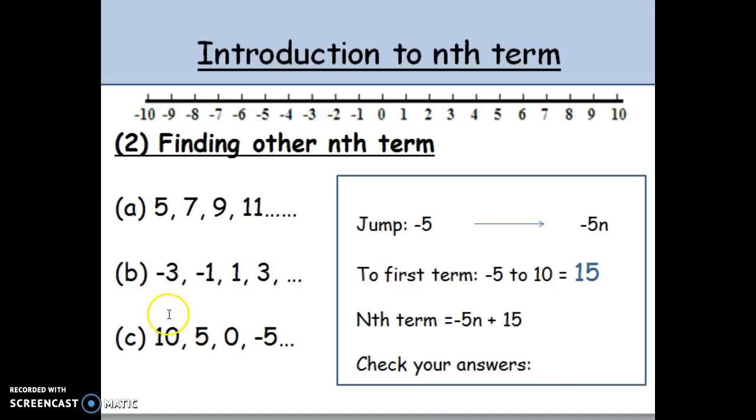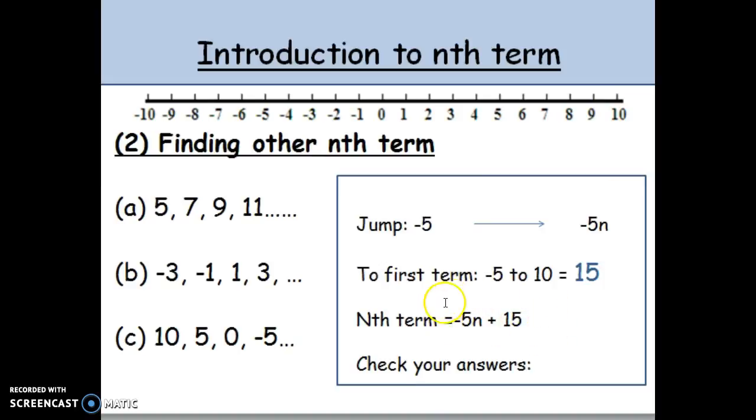For our final one, 10, 5, 0, negative 5. The jump is negative 5, so we call it negative 5n. The next one is a little bit tricky. From negative 5 to 10, it's actually add 15. And if you look at the number line, from minus 5 to 10, it's actually 15 spaces. So our nth term is minus 5n plus 15.